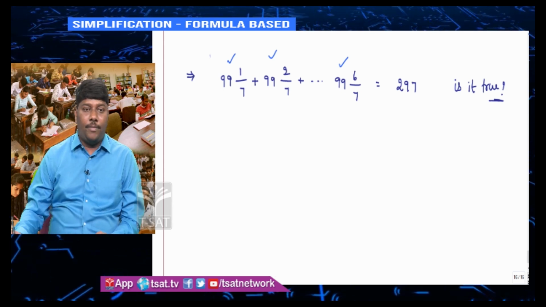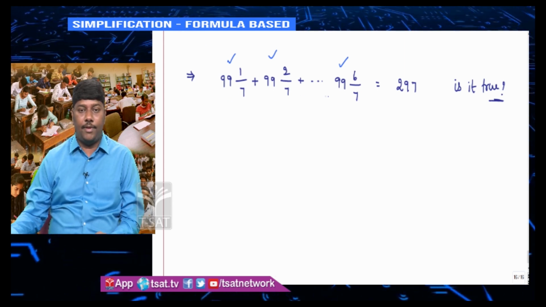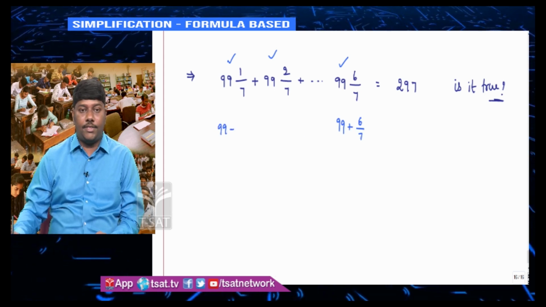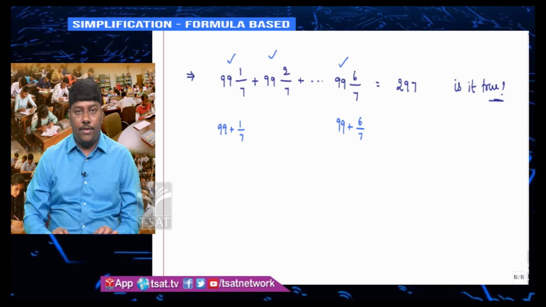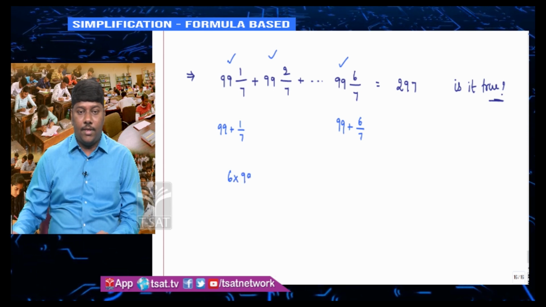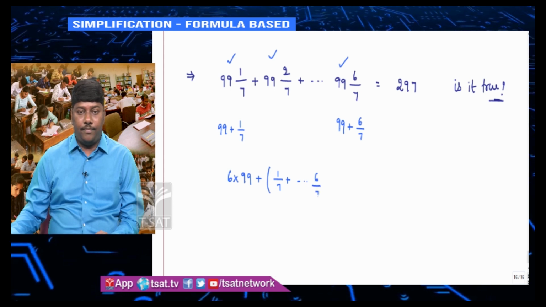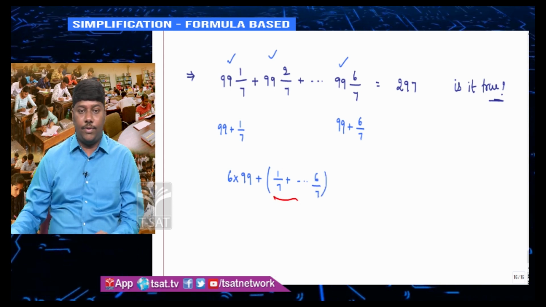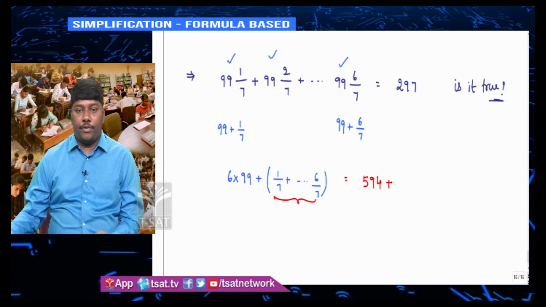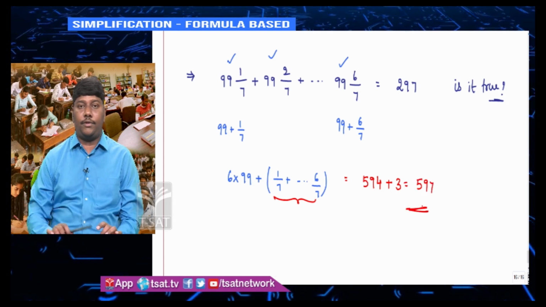But see, you cannot common 99 here. So here each term can be written as 99 plus 1 by 7, 99 plus 2 by 7, 99 plus 6 by 7. Therefore, if you take out 99 out, there are 6 99s. Therefore, write down 6 into 99. Then after write 1 by 7 plus 2 by 7 and so on to 6 by 7. We know this fraction sum is 3 because it is 21 by 7. This is 594 plus 3. Answer is 597. This is how you have to simplify it.